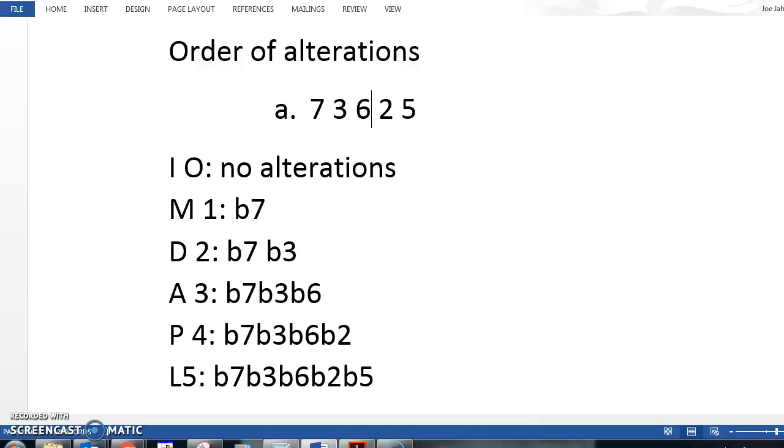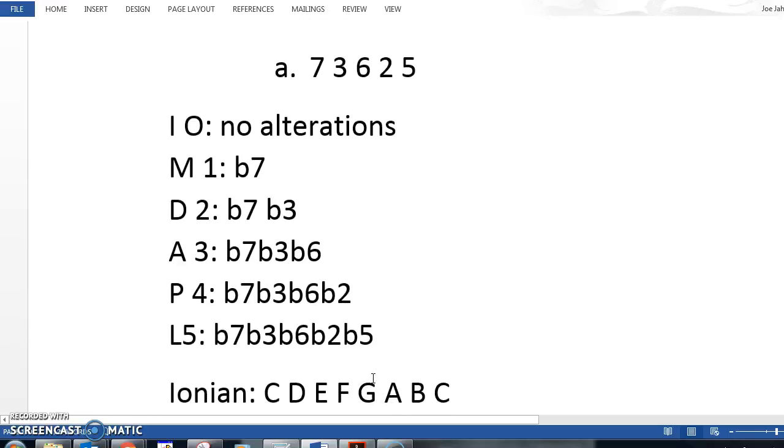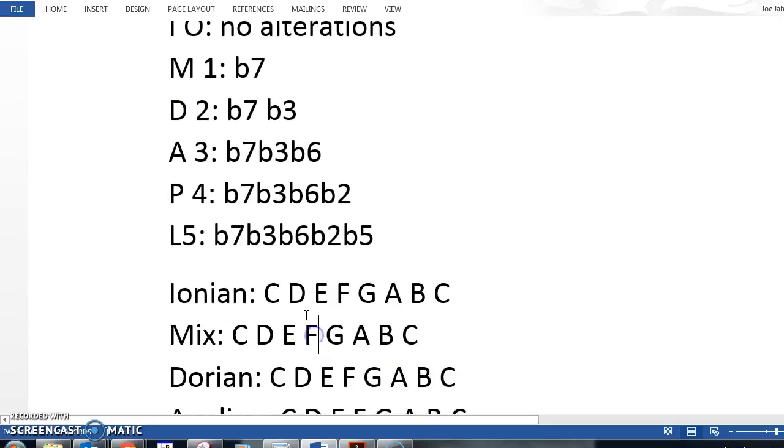Now this weird order, I go in this order because that's the order in which the alterations appear. So if you look here, 0, this one would be 7. Then it's 7 and 3. Then it's 7, 3, 6, then 7, 3, 6, 2, then 7, 3, 6, 2, 5. So if you were putting this in the key of C and you wanted to do Dorian, that would be this scale, but it would have a flat. So here's Dorian, E flat and a B flat.